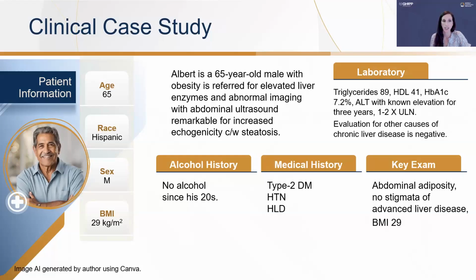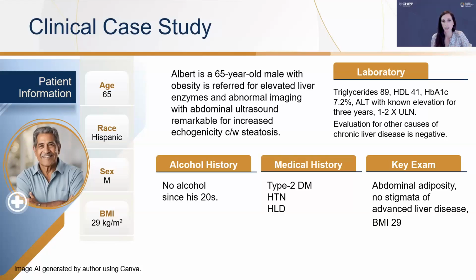With abnormal imaging, with an abdominal ultrasound, notable for increased echogenicity consistent with hepatic steatosis. He is Hispanic. He has a BMI of 29. He does not have any recent alcohol use. He discontinued in his 20s. His past medical history is notable for type 2 diabetes, hypertension, and hyperlipidemia.